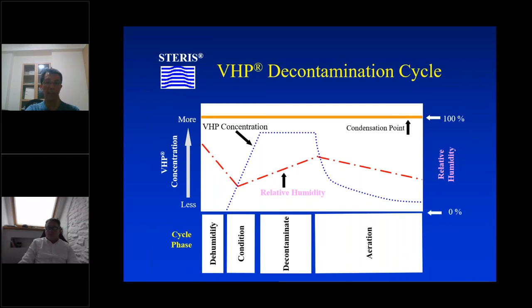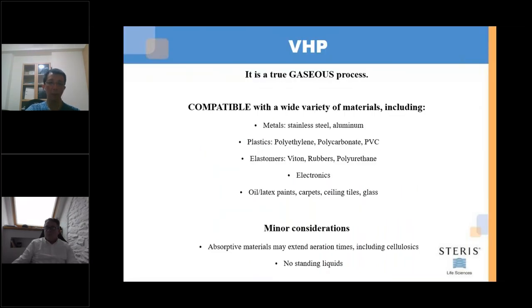Two key things in this slide: the aeration phase is the longest among all four phases, and there's a condensation point, which means our VHP will always remain below that condensation or dew point. That's where it stays as a gas in the dry state. Anything beyond that, it's a liquid, and that's the last thing we want. So VHP is a true gaseous process. It's compatible with a wide range of materials, of course, and with every technology there are drawbacks. It may require longer aeration times, especially for materials like cellulose. No liquids, otherwise it may condense the gas.